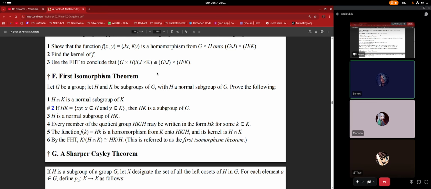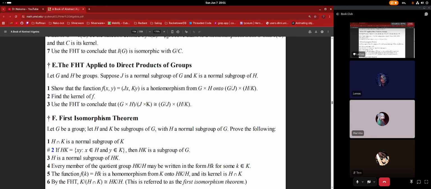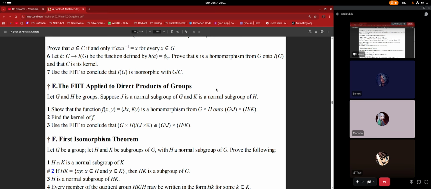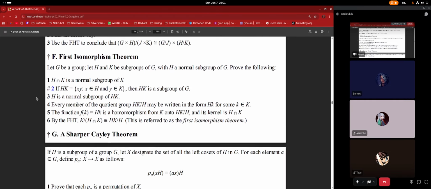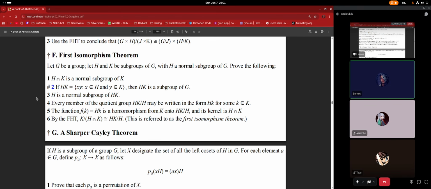First, the isomorphism theorem. Now, any other comments about E? I should say, not really. Okay. So F, first isomorphism theorem. Let G be a group, let H and K be subgroups of G, with H a normal subgroup of G. Prove the following. So H intersection with K is a normal subgroup of K.